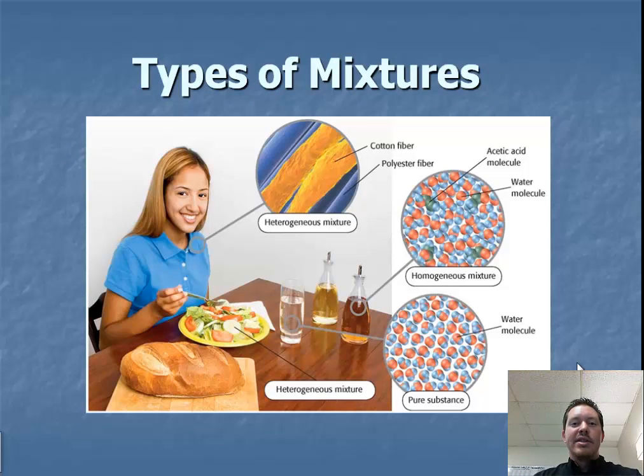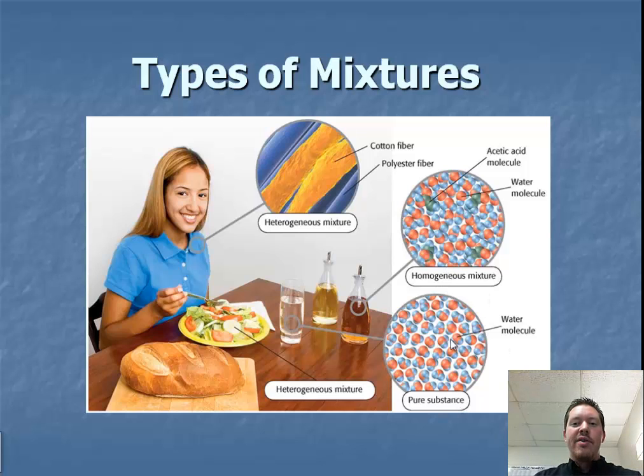So here on this slide we've got some examples. This girl's sweater is a heterogeneous mixture. It's made of cotton fiber and polyester fiber. At first glance it may look like a homogeneous mixture, but if we take a closer look, we do see the individual fibers are kind of separated. We've got a homogeneous mixture here. This is vinegar, acetic acid, and water. We can see that the vinegar molecules, the acetic acid molecules, are spread throughout the water. So we call that homogeneous.